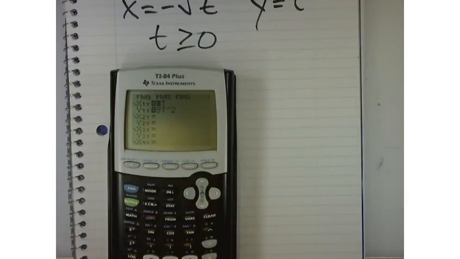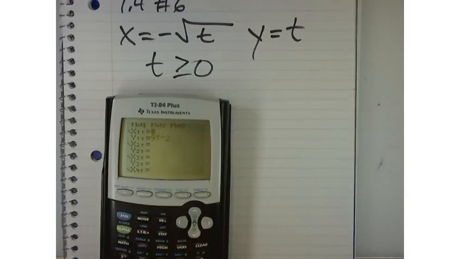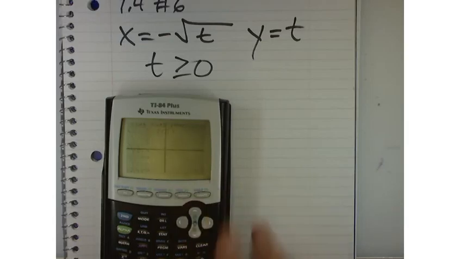If I hit, this is going to be negative square root of t, okay, and then y equals t. Oh, that's pretty simple. Then I'm going to graph it.